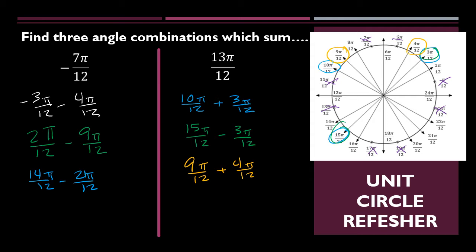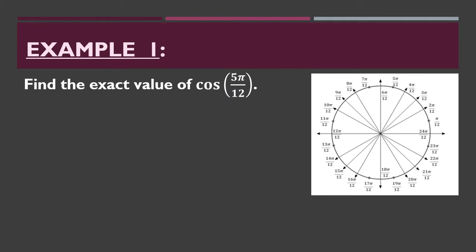All right, so just remember, you cannot use the angles adjacent to the x-axis, but you probably need to find a copy of this in your notes, or you can take a picture of the previous slide. All right, so find the exact value of the cosine of 5 pi over 12.